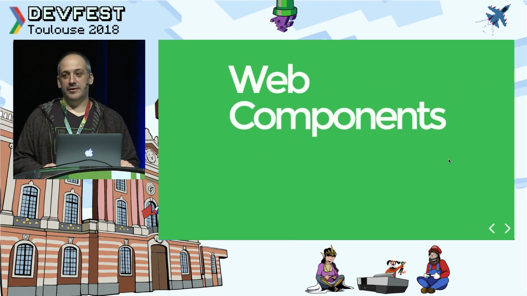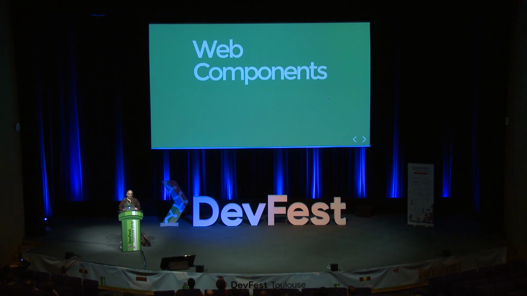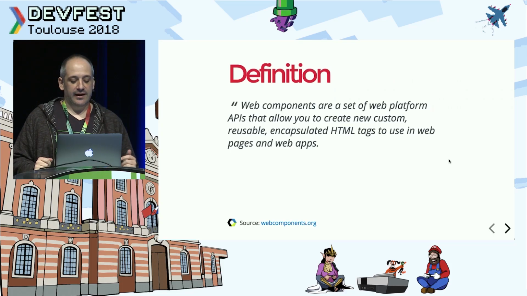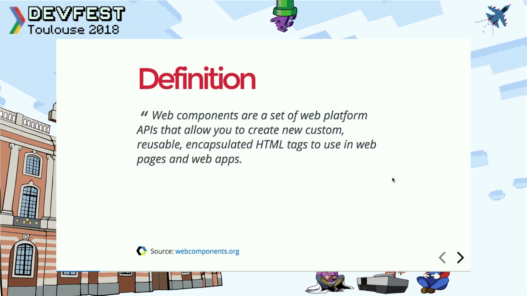So let's talk about web components and Angular with web components. If you don't know what web components are, which, if you are developing JavaScript today, would be a little bit difficult because it's quite popular right now, I'm going to make a small introduction. The definition, extracted from MDN: web components are a set of web platform APIs that allow you to create new custom, reusable, encapsulated HTML tags to use in web pages and web apps.